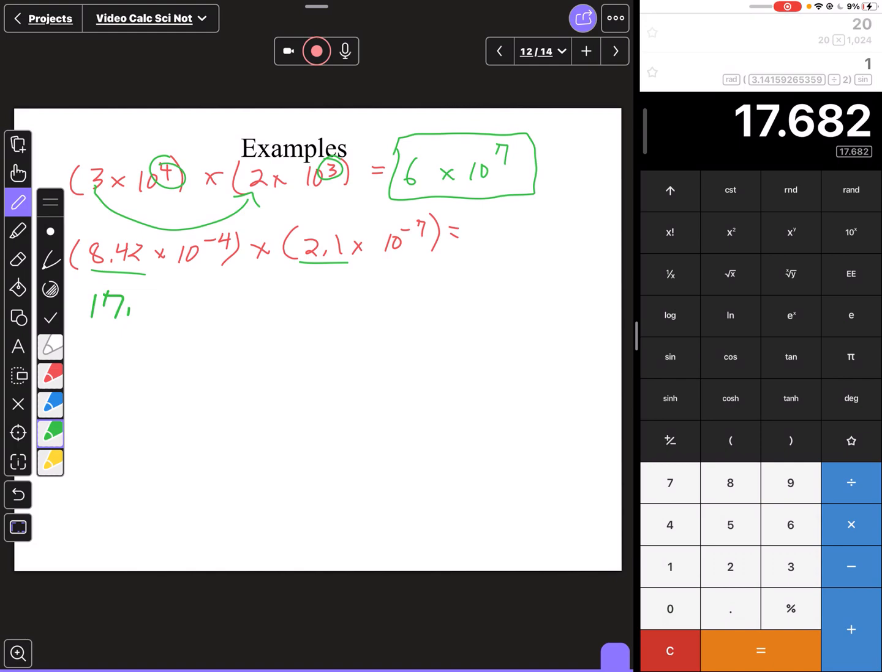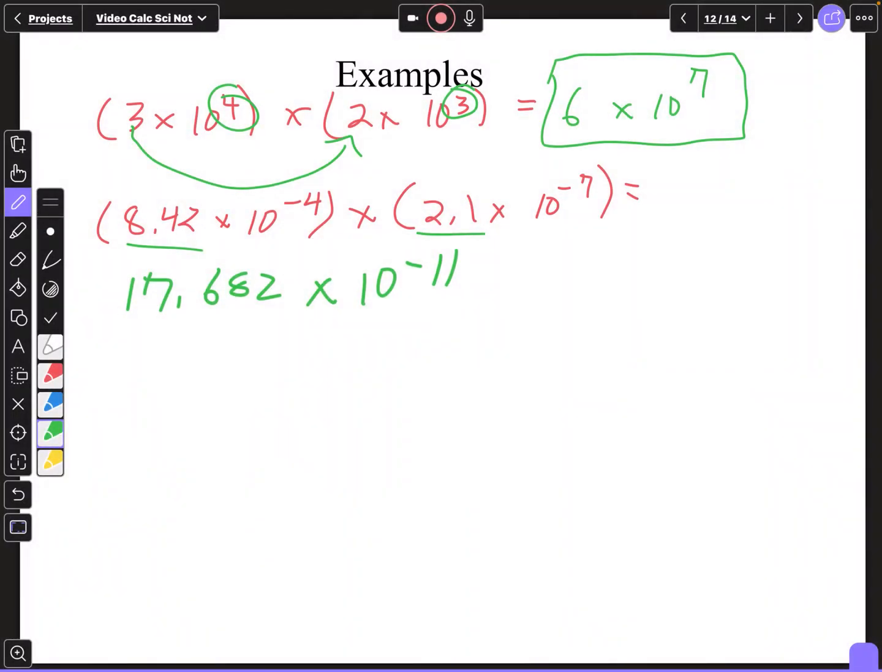So my answer is 17.682, and that's going to be times 10 to the -4 plus -7. I add those since I'm multiplying, and that would equal -11. However, I have a problem. My problem is I'm not in correct scientific notation. 17.682 is not between 1 and 10. I need to put this in correct scientific notation.